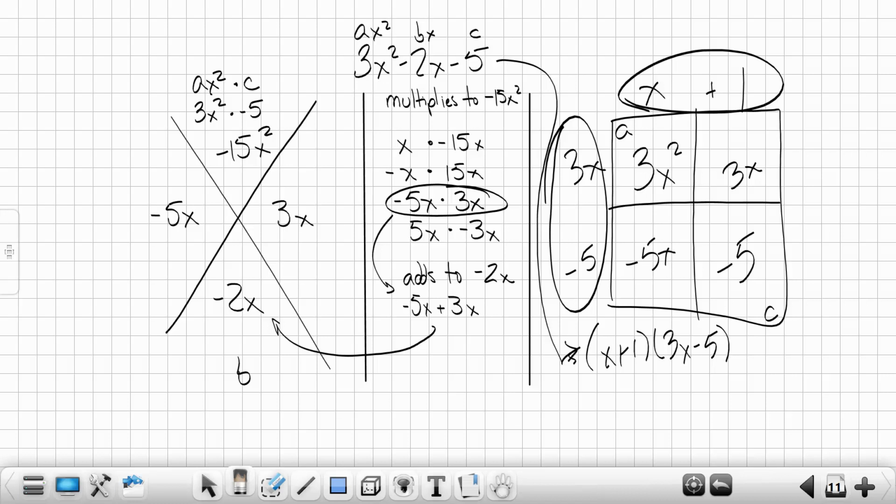And if we double check it, x times 3x is 3x squared, x times negative 5, and 1 times 3x, and 3x and negative 5x is negative 2x. 1 times negative 5. Okay, so this is accurate. So we just factored that. That's the answer? Yes. I just said that.